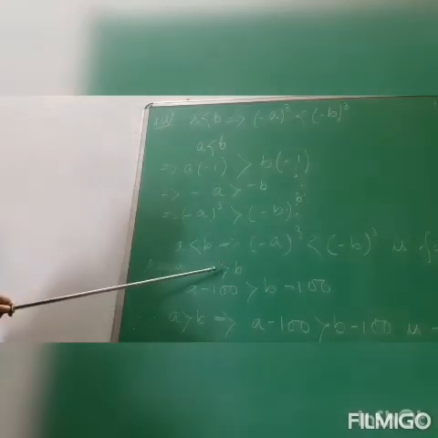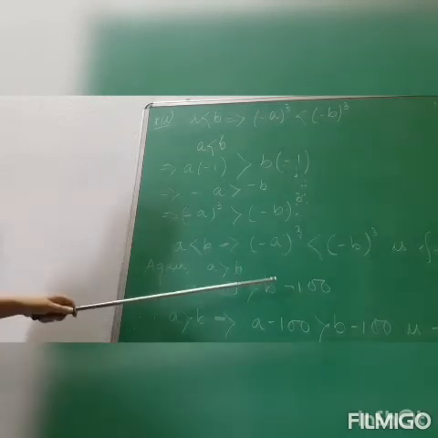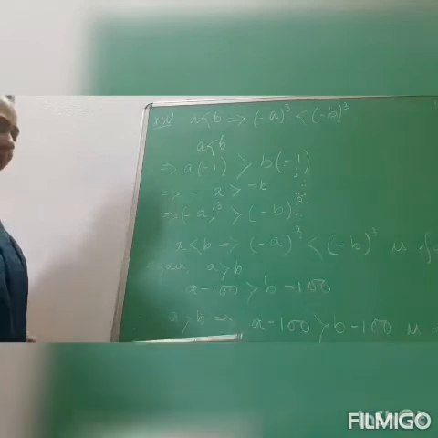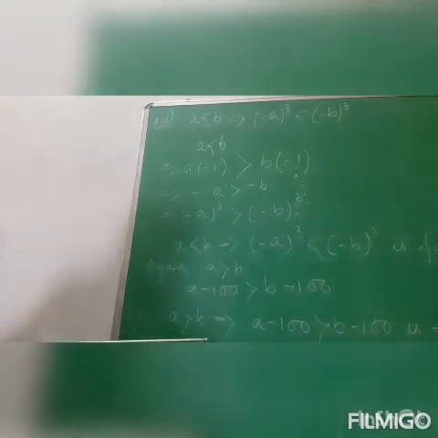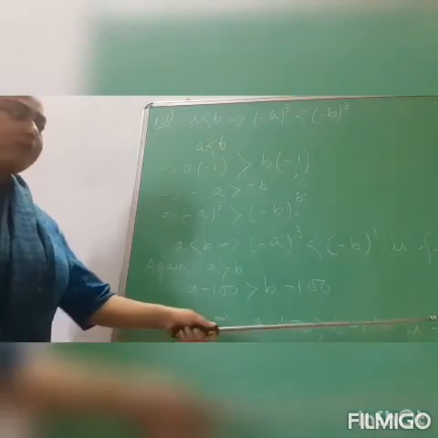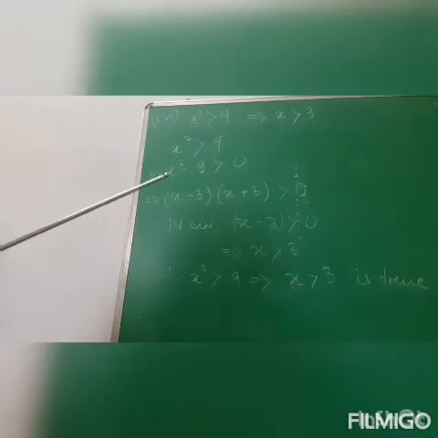Okay, now again if I consider a greater than b, now I subtract 100 from both sides. So a minus 100, b minus 100. So I get here that if a is greater than b, a minus 100 will be greater than b minus 100. So this is a true statement. Okay. Now let us see question number 16.